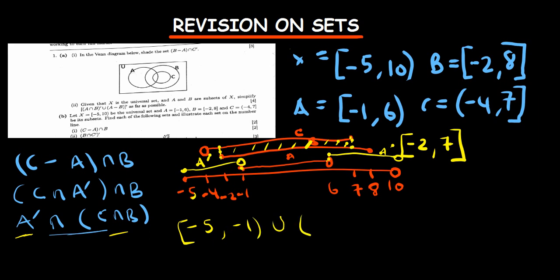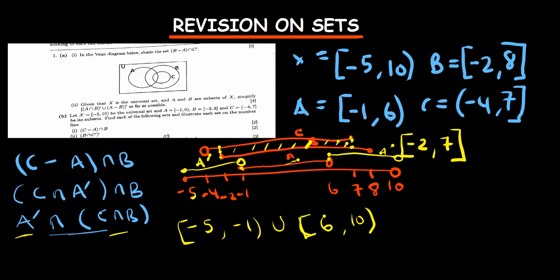There I have 6 closed, all the way up to 10, which is open. Why is the 6 closed when it was open? All right, so as you can see here, the 6 is open in the set A, right?